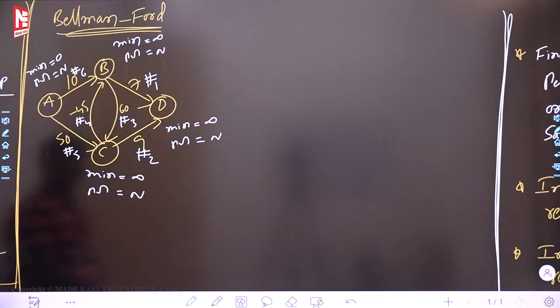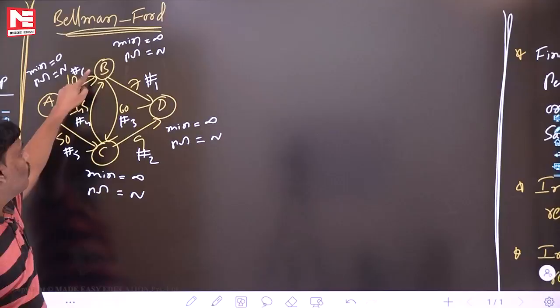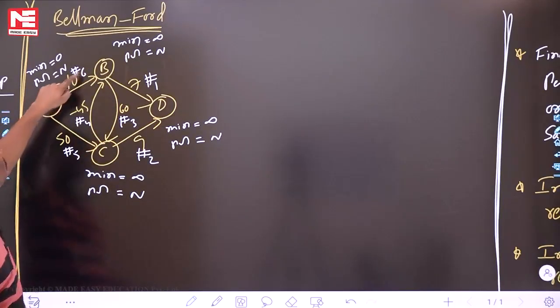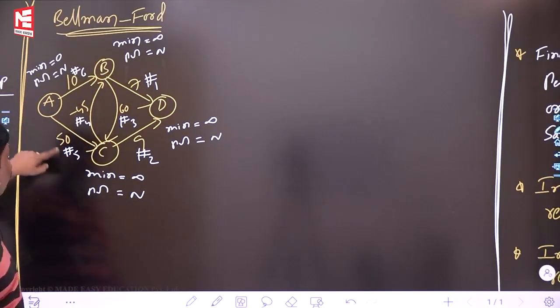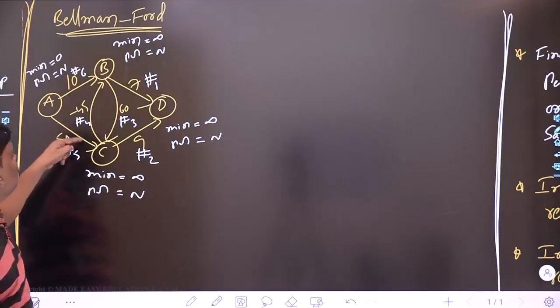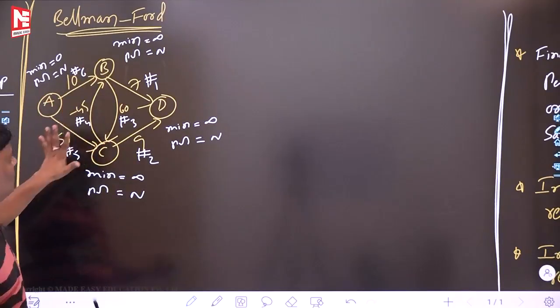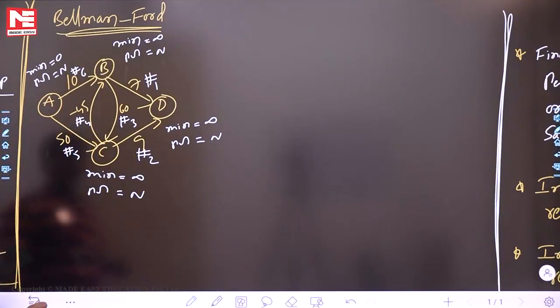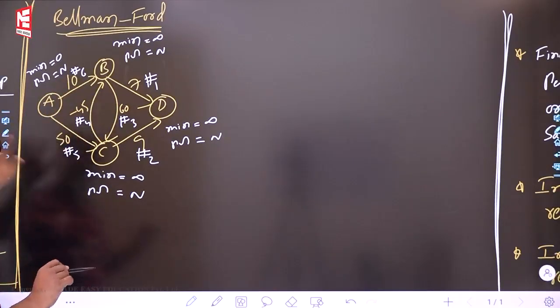Who is the edge number 2? C to D. Edge number 1, B to D. Edge number 6, A to B. Edge number 5, A to C. Edge number 4, C to B, like that. Just give edge numbers. The minimum and parent you write, that is okay. Next one, give edge numbers in whatever order you like, that is also okay.